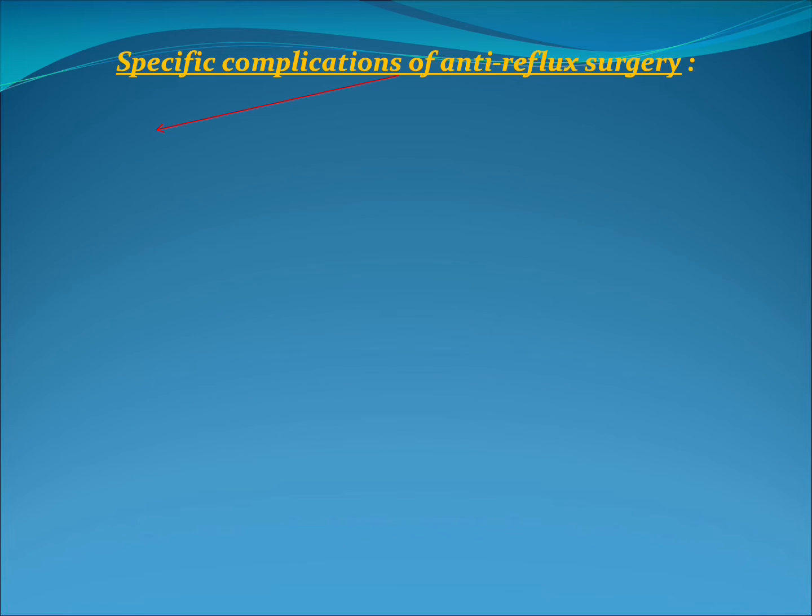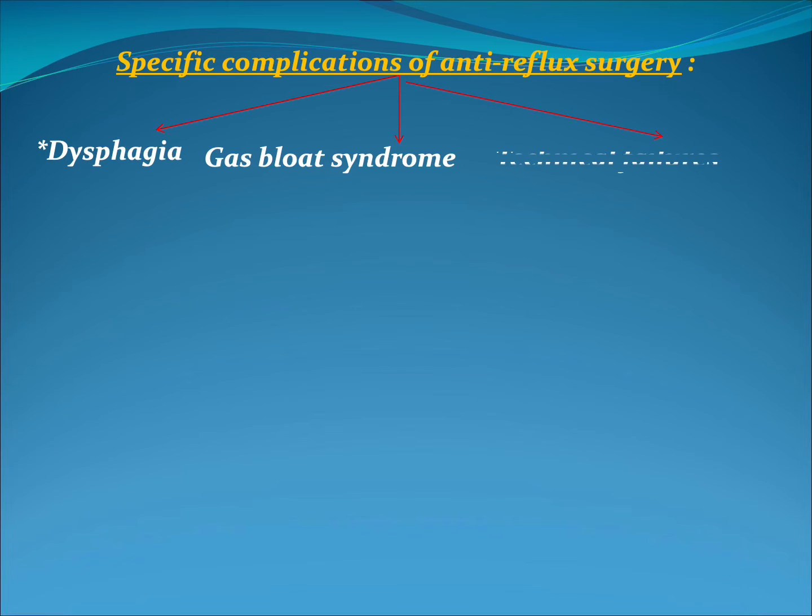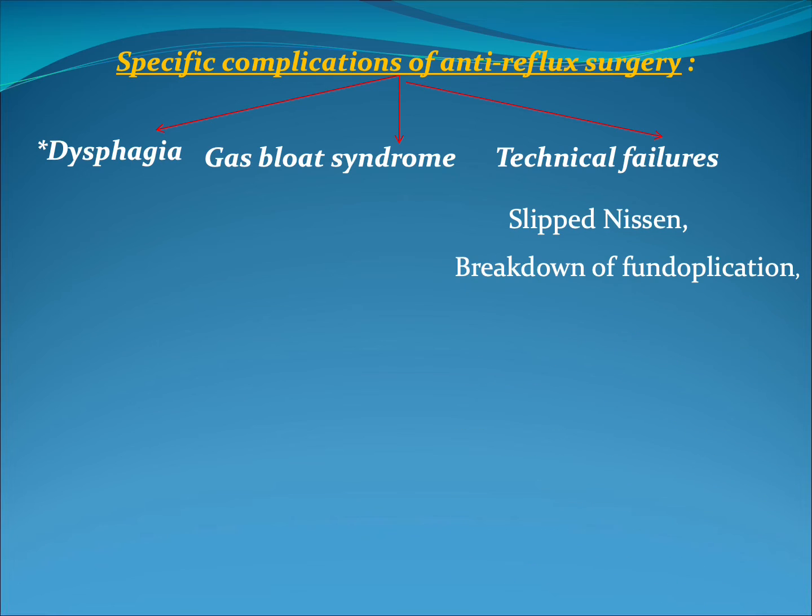The specific complications of anti-reflux surgery: if you did an overcorrection, the patient might present with dysphagia. Patients sometimes describe gas bloat syndrome. If there's a vagal injury or aerophagia and inability to belch, then they will have gas bloat syndrome. There may be technical failure, like a slipped Nissen, or breakage of the fundoplication due to loose stitches, or a perforation.